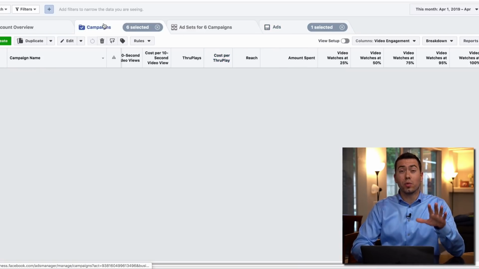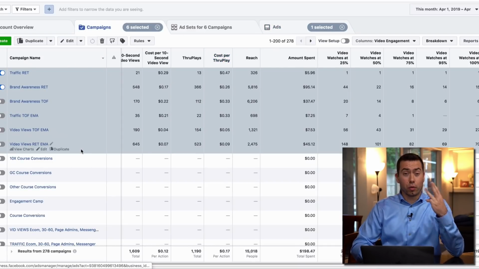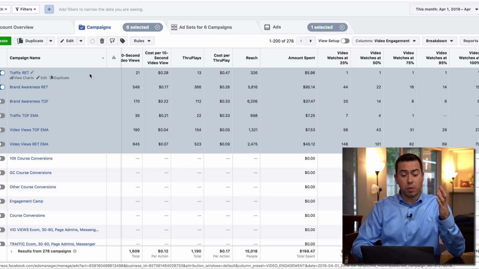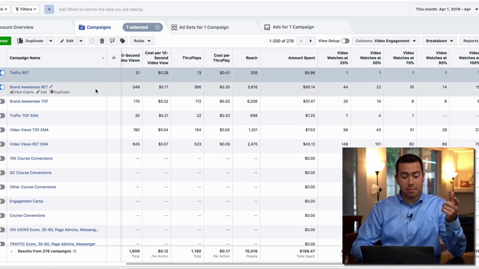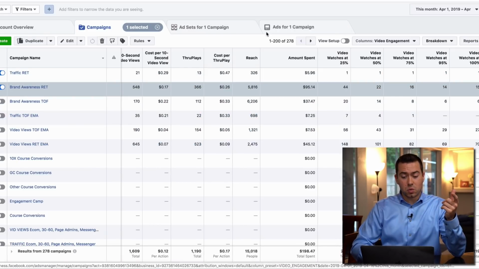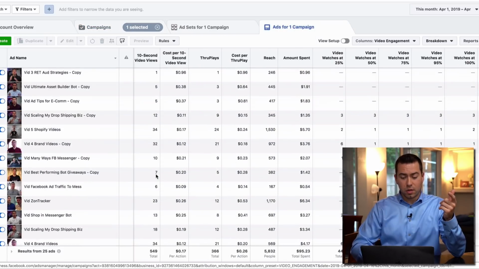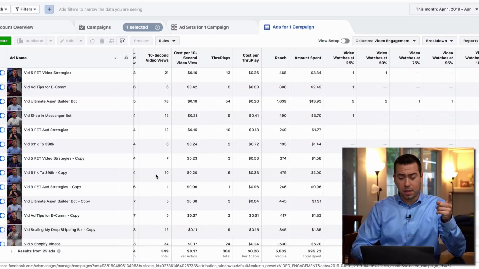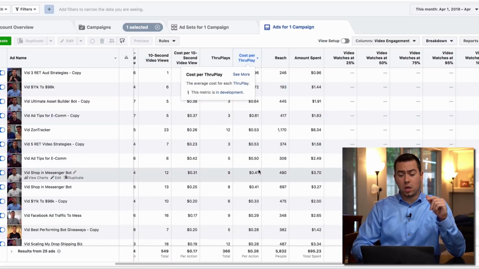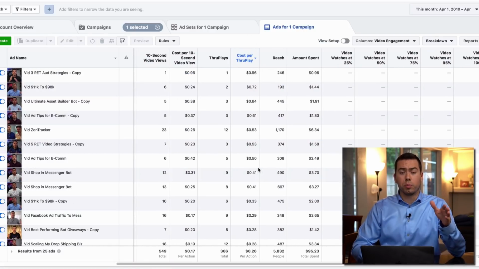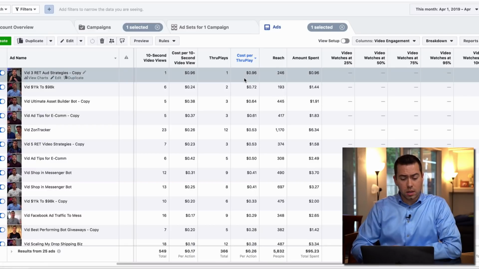I typically wouldn't recommend optimizing with 3 different campaigns all at once. You probably want to just select one campaign. So let's do that. Let's select this one campaign, then we'll drop down to the ads level, and we will see all these different videos that are in that one brand awareness campaign, right? So then we can do cost per through play right here, and you can see the worst one is right here.